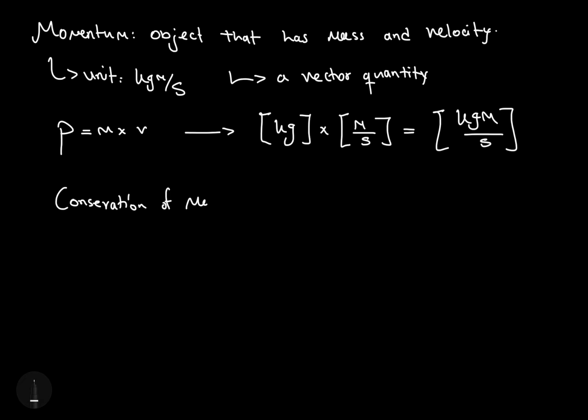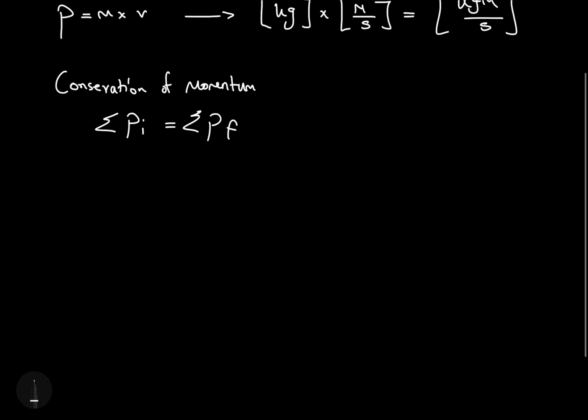So conservation of momentum has a very simple formula: sigma momentum initial, or sigma p initial, is simply equal to sigma momentum final. That means that the sum of the momentums at the beginning of the accident or collision is going to be the same as the sum of the momentums at the end of the collision. And so what that means is that the total momentum is going to be conserved.